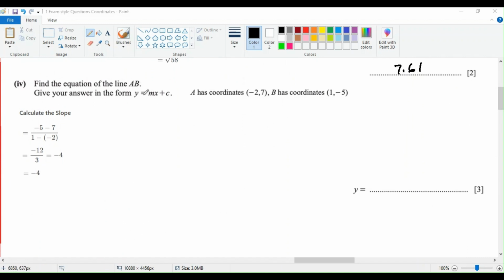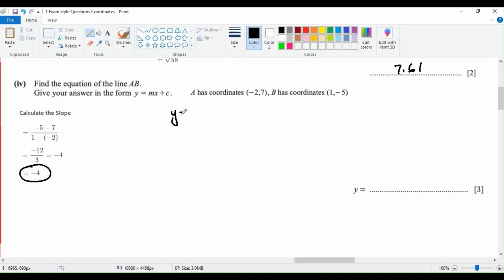Now comes finding the equation for line AB. Before that, we need to know how much the gradient is. Gradient we know very well. It is (y2 minus y1) divided by (x2 minus x1). This gives us negative 4. So negative 4 is the gradient of this line, and we need to find the equation. For that, we need to find the y-intercept.